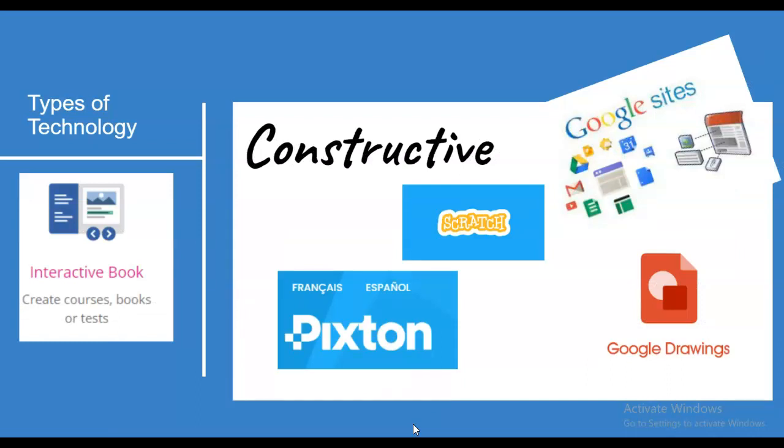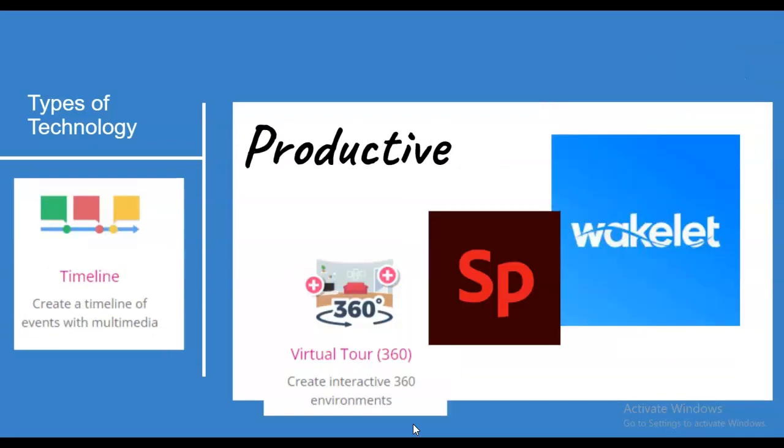Using this type of technology will help students construct their understanding or extend their concepts and skills. It's usually a process of using the tool to figure out or understand a concept. Examples are building a Google site or an interactive book to explain a concept. Productive types of technologies can sometimes be combined with constructive builds.